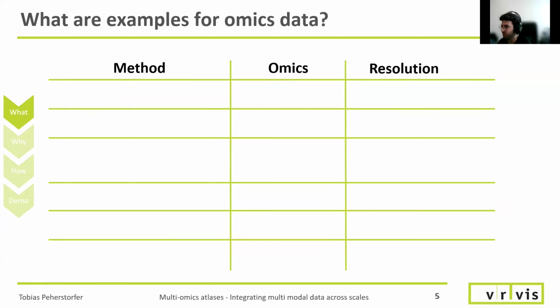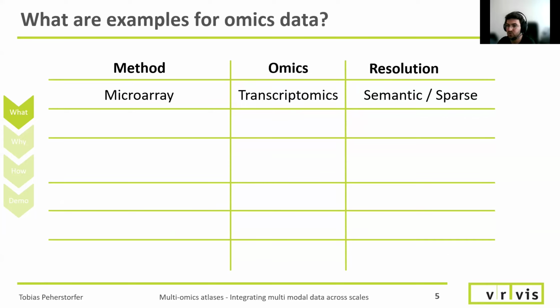I'm sure all of you will know, and then talk about which resolution we will classify that in. So first of all, I'm gonna mention microarray. This is a method for measuring gene expression, and it is usually tissue sample based. So we will most often get sparse data, but also I'm always writing semantic here as well, because you could also obtain the data from literature.